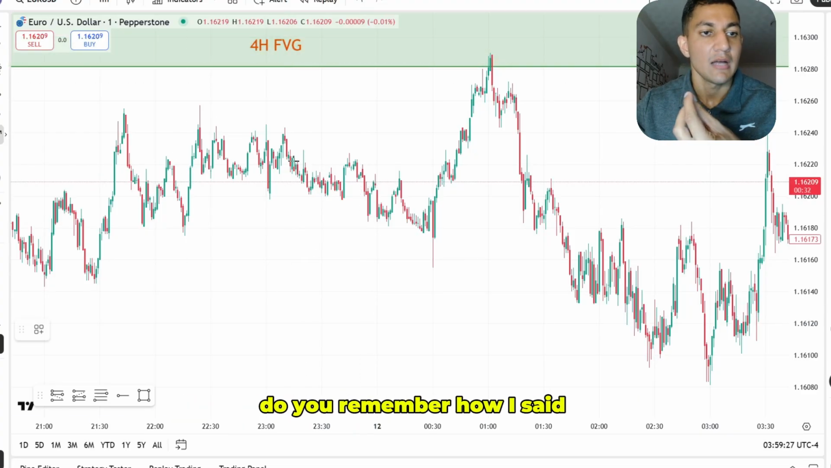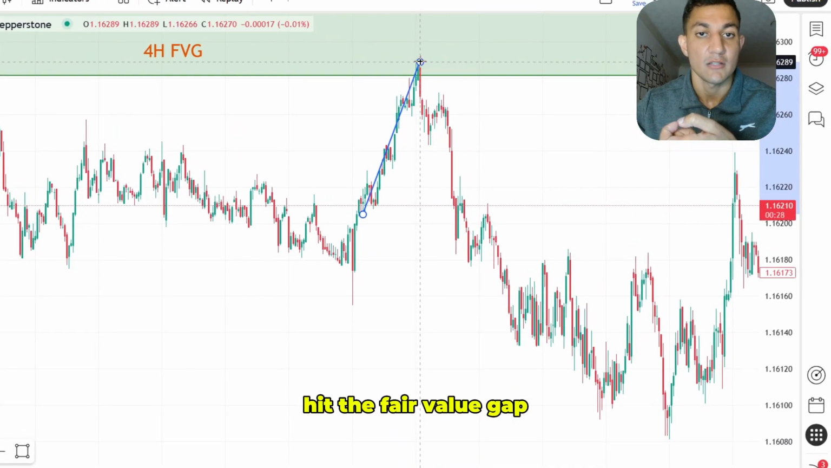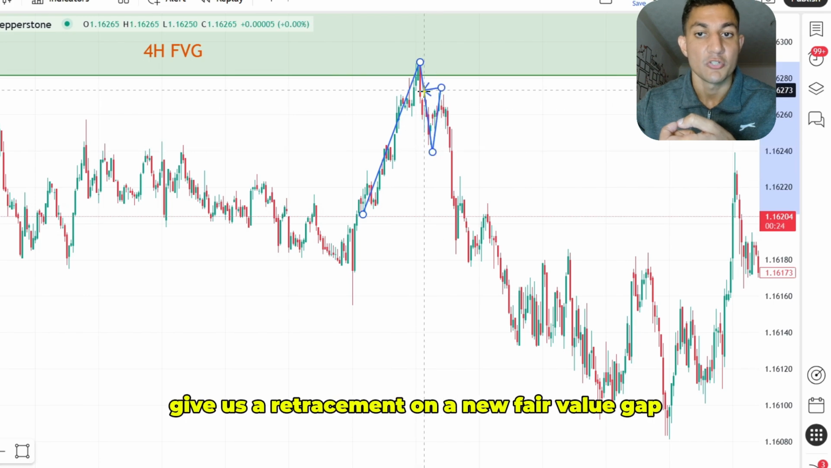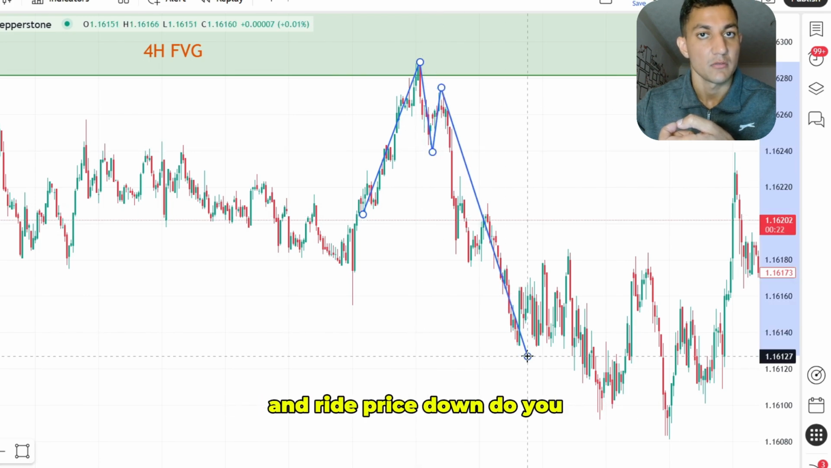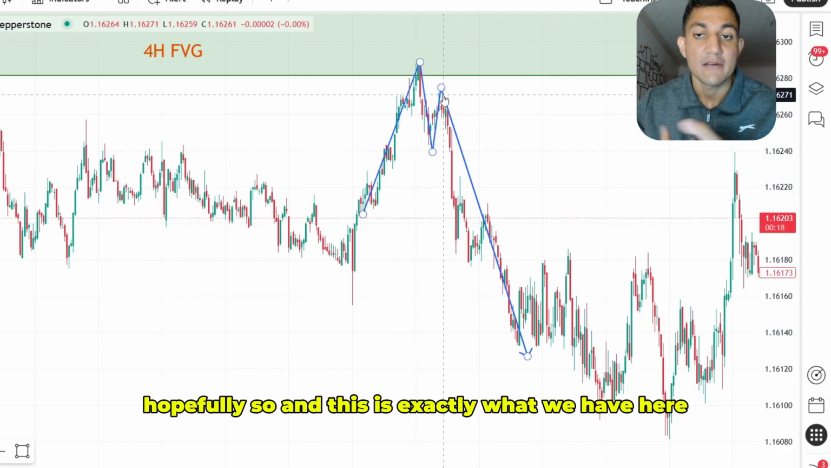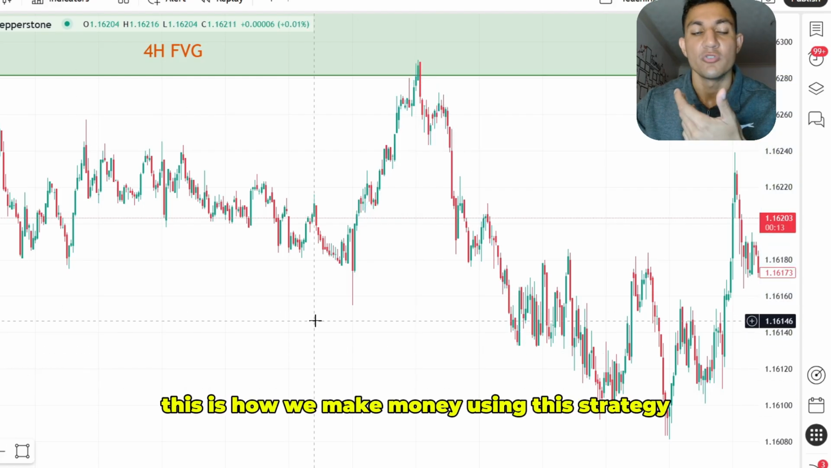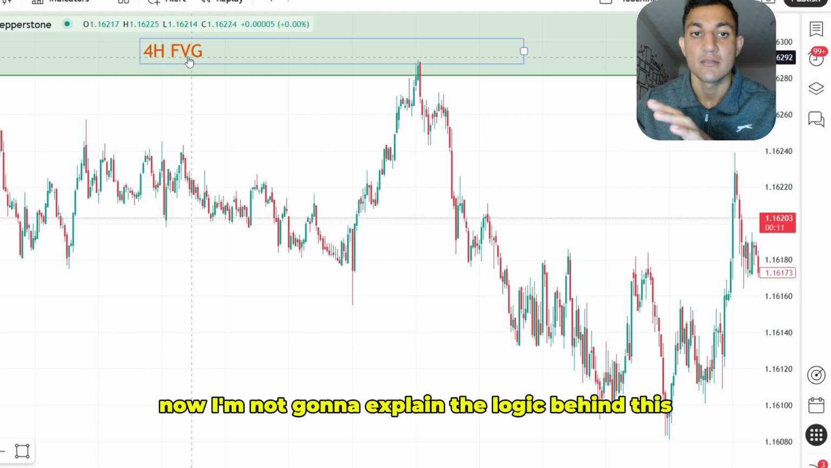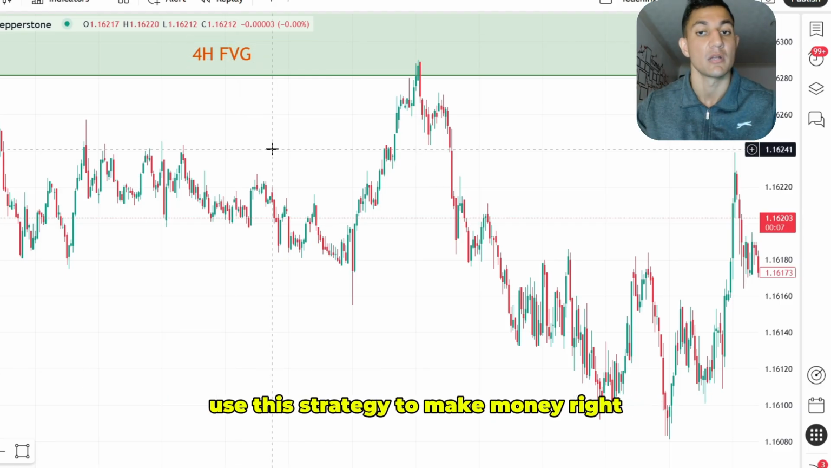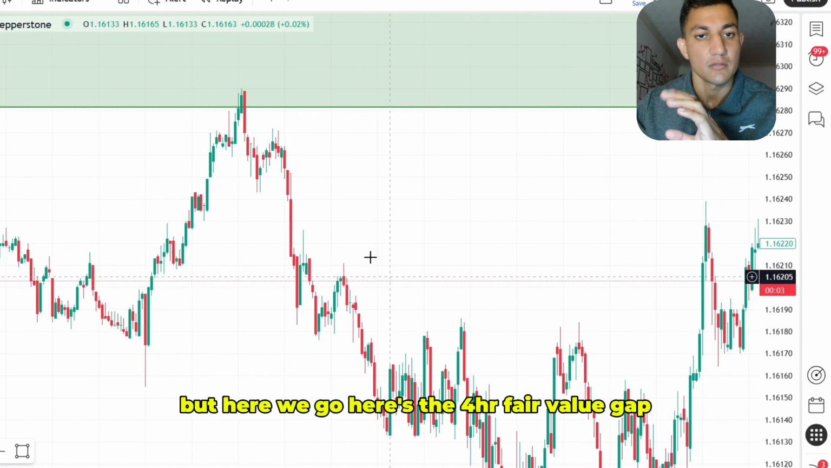Now, do you remember how I said on the lower time frames, what we want to see is price hit the 4-hour fair value gap, shoot off, give us a retracement on a new fair value gap, and ride price down? Do you remember me saying that before? Hopefully so. And this is exactly what we have here, and this is how we make money using this strategy. Now, I'm not going to explain the logic behind this, because I want this to be a simple, no BS video. Use this strategy to make money, right? I'm a very practical guy. I don't want to talk about theory endlessly, but here we go.